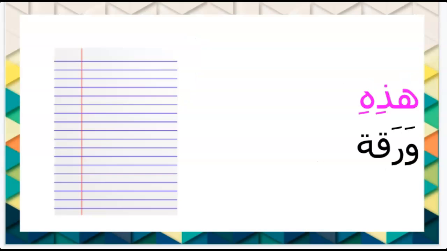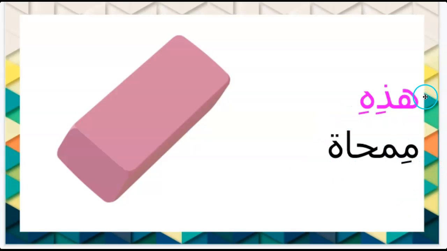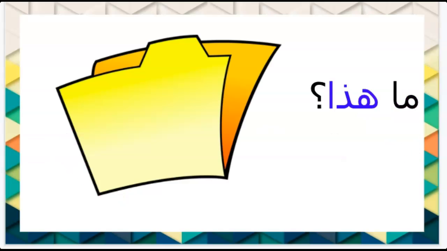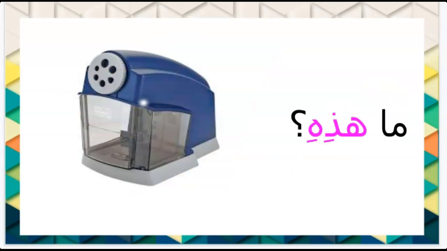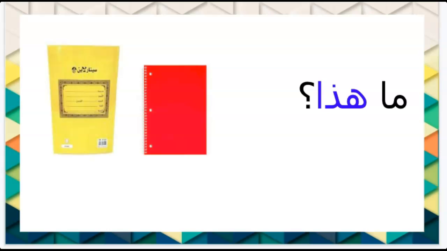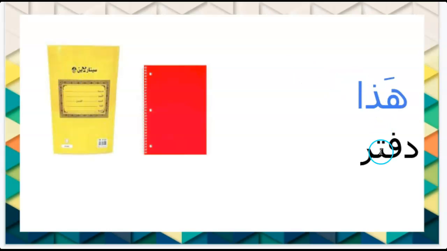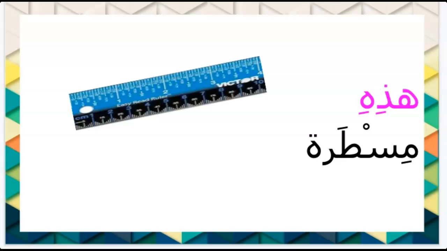ما هذه؟ هذه ورقة. ما هذا؟ هذا كتاب. ما هذه؟ هذه ممحاة. ما هذا؟ هذا ملف. ما هذه؟ هذه مبراة. ما هذا؟ هذا دفتر. ما هذه؟ هذه مسطرة.